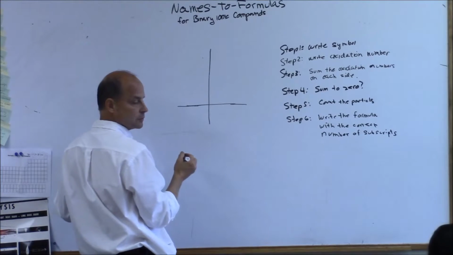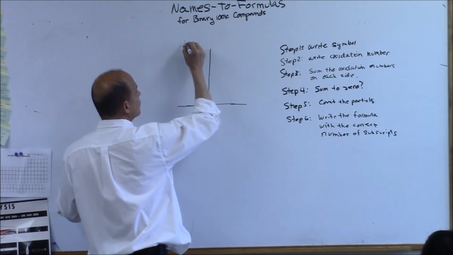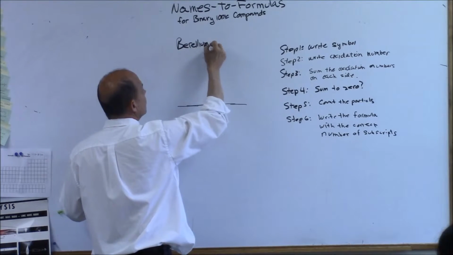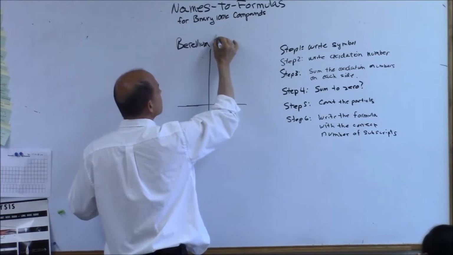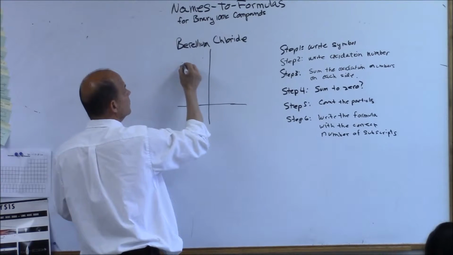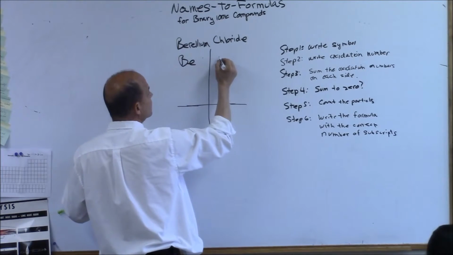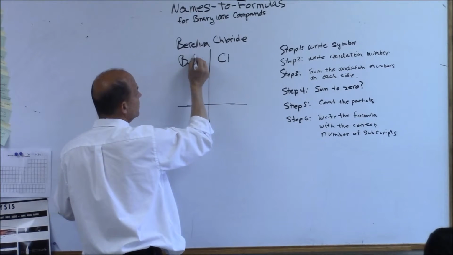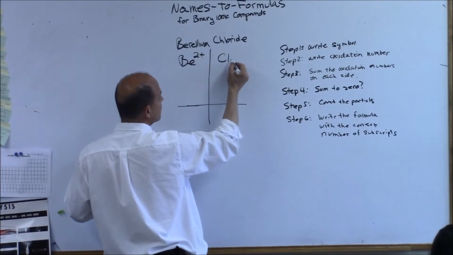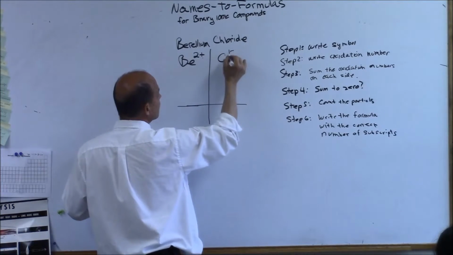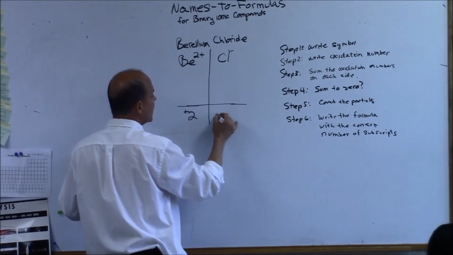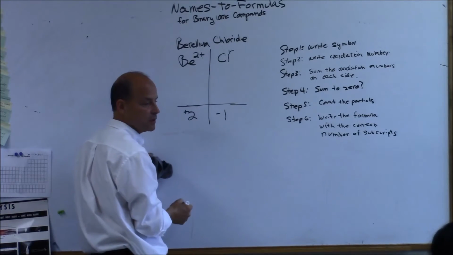What's number 3? Beryllium chloride? All right, what's the symbol for beryllium? What's the symbol for chlorine? What's the oxidation number for beryllium? 2+. What's the oxidation number for chlorine? A 1-. Now things get a little more interesting. We got a +2 down here, and we've got a -1 down here. Do those sum to be equal to 0?